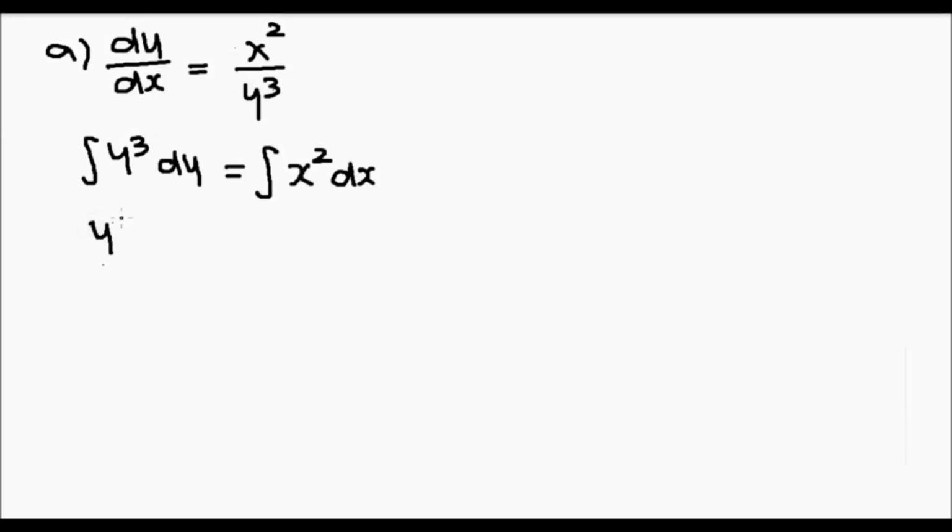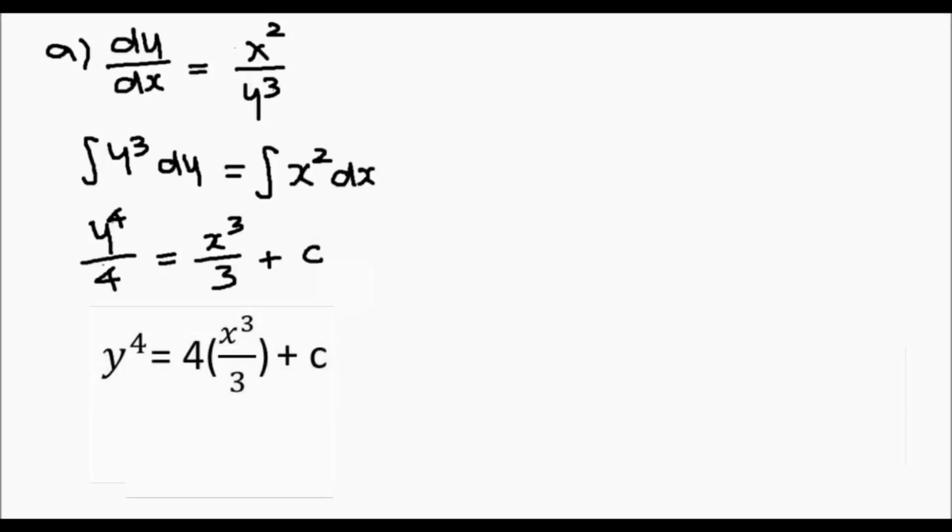Which will give you y to the power of 4 over 4 equals x cubed over 3. And remember to write plus c after you have done integration. So there you go, your answer. You can also simplify this by moving the 4 underneath the y to the power of 4 to the right hand side, which will give you 4 times x cubed over 3.